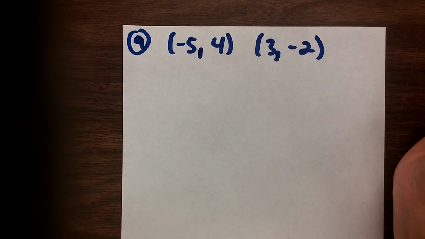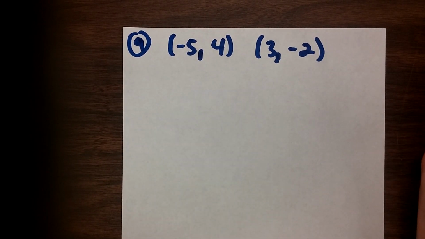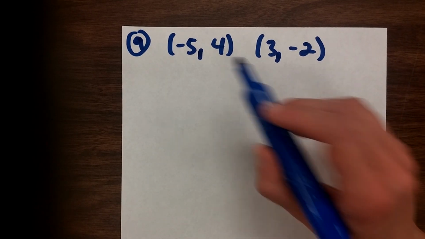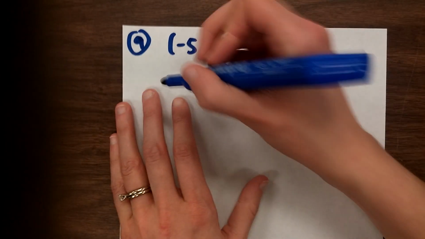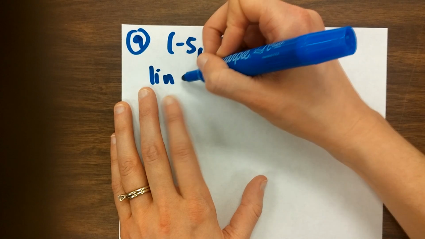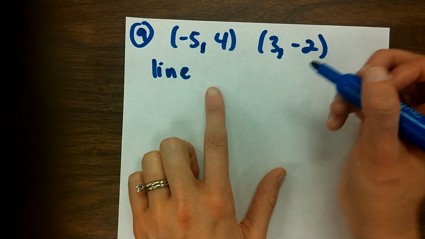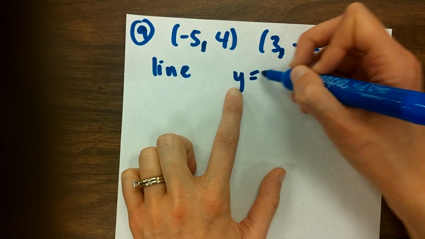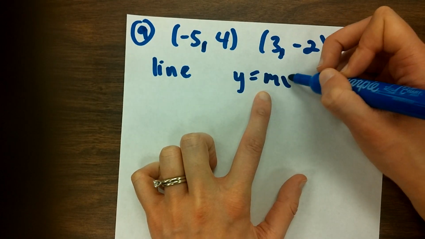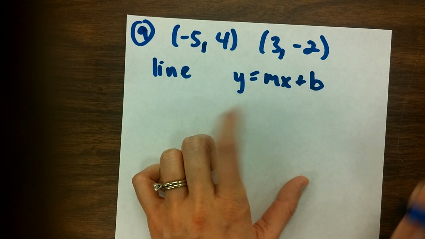So for number 9, it asks us to write an equation for the line that passes through these 2 points. And it says line, so that would be a straight line, a linear function. So this is not exponential, this is just our regular old y equals mx plus b kind of function.